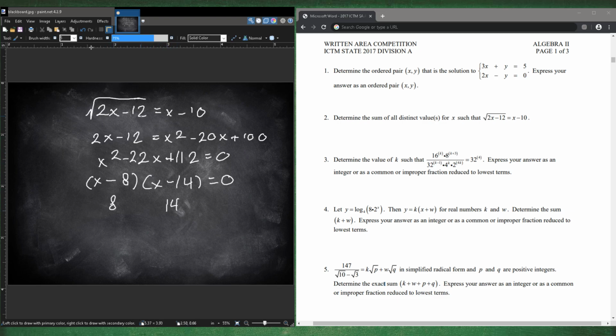Usually for radicals, only one of them exists. And the one that exists is 14 only. The reason is because 8 minus 10 is equal to negative 2, and the square root of something cannot be negative, so it cannot be 8. So the only answer for number 2 is 14.